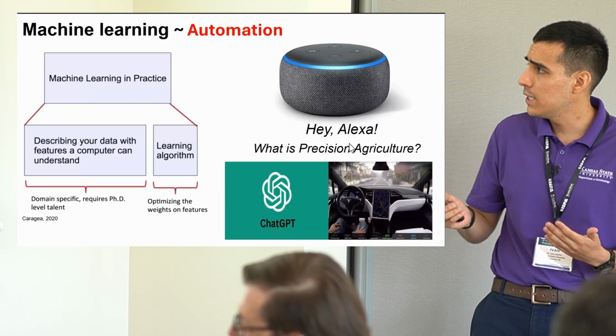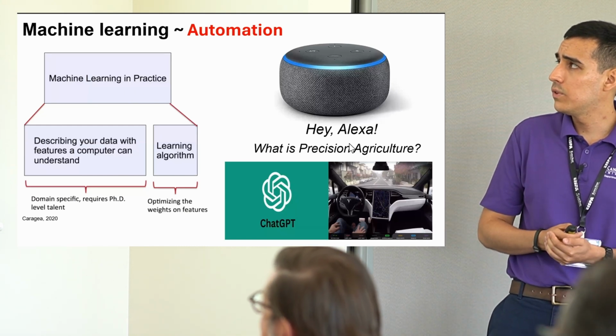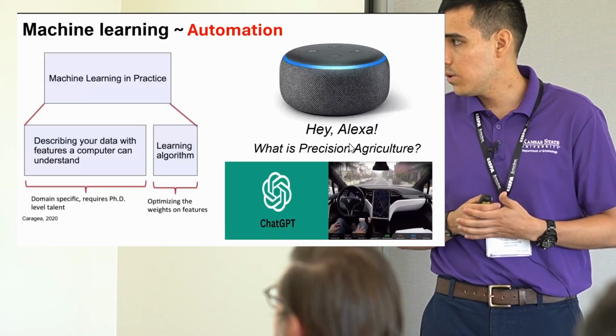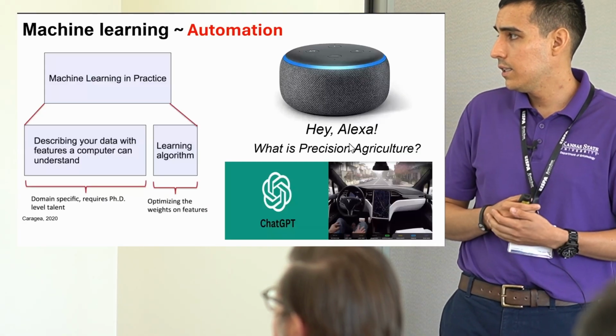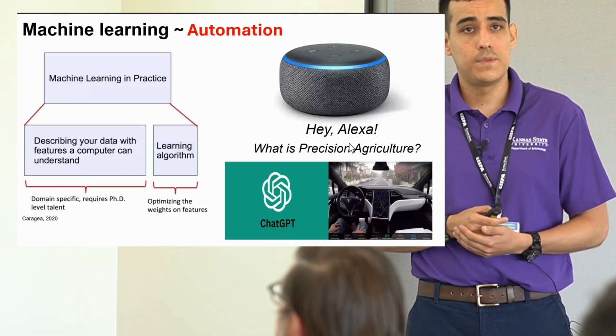There are common examples of machine learning. For example, you have Alexa. You can ask Alexa what is precision agriculture, and Alexa will provide you a response. Also, you have ChatGPT as a common example, and also cars that can drive by themselves.